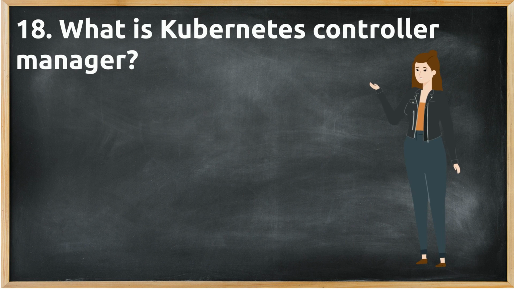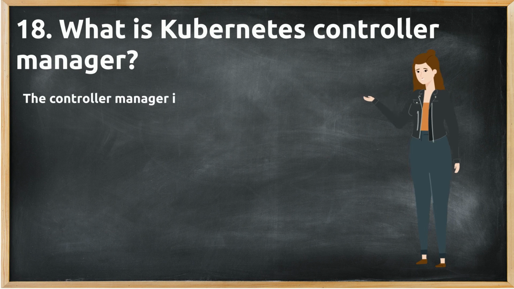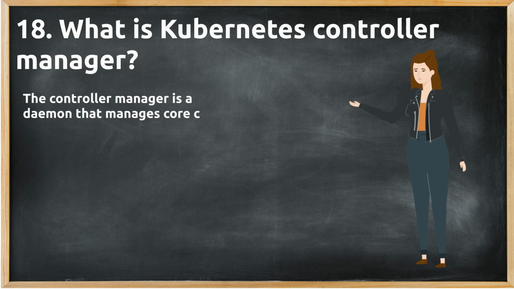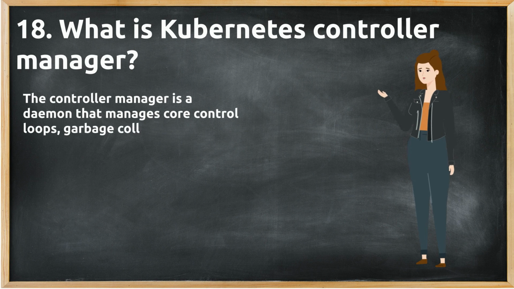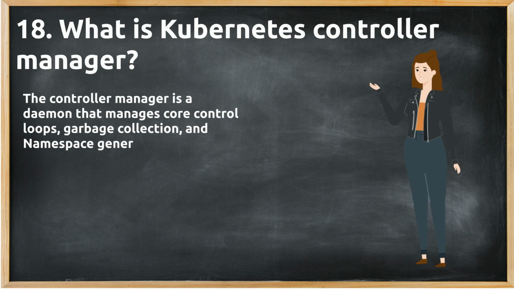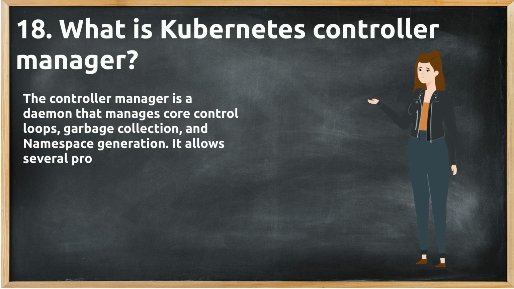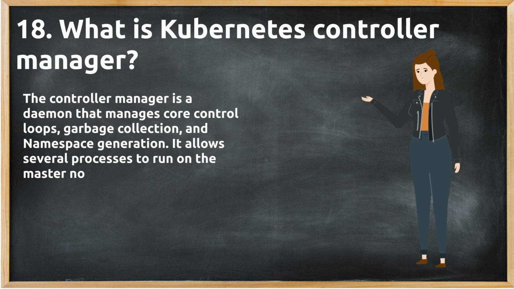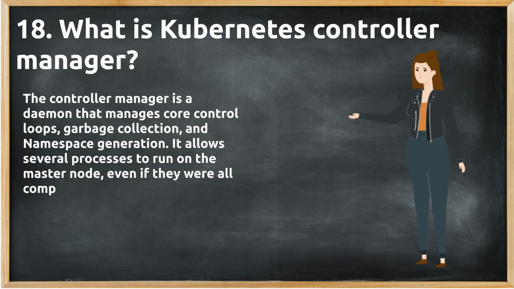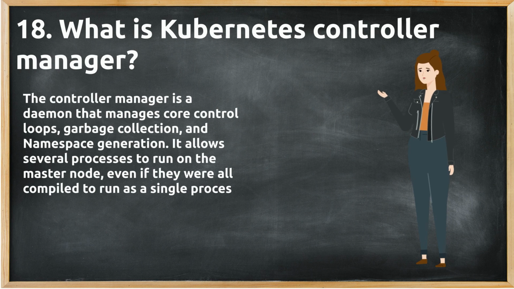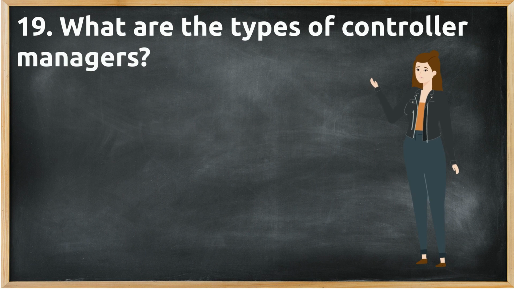18. What is Kubernetes Controller Manager? The Controller Manager is a daemon that manages core control loops, garbage collection, and namespace generation. It allows several processes to run on the master node, even if they were all compiled to run as a single process.